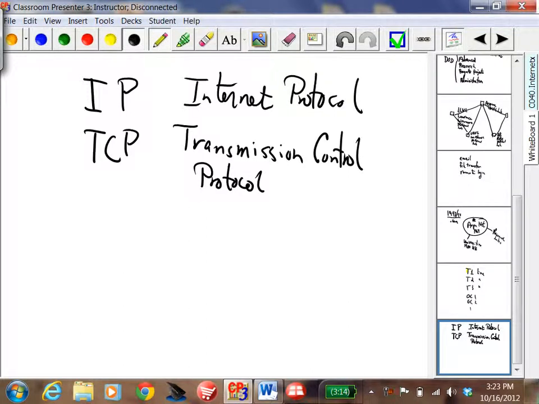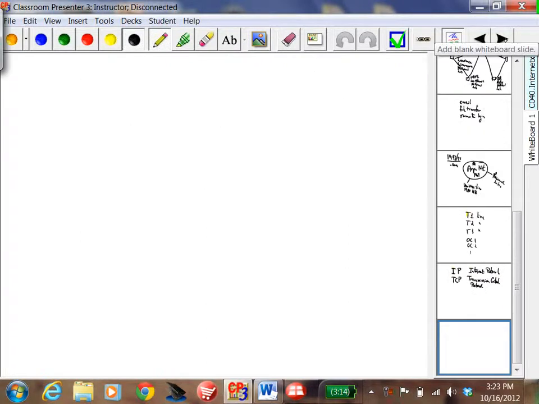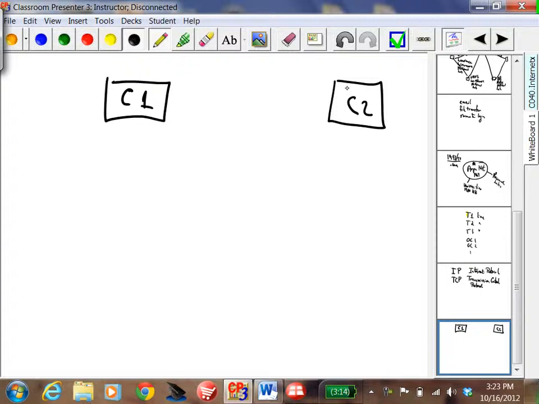Now, the way the internet works is like this. Let's say you've got a computer over here, computer one, and then you've got a computer somewhere else on the internet over here, C2. And let's suppose there's a person sitting at computer C1, and this person wants to send email to somebody who's, say, at computer 2. So this person sitting at C1 will draft this email document.